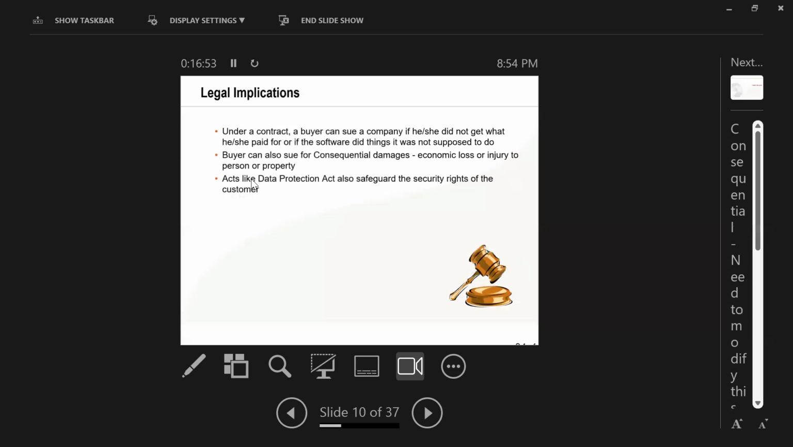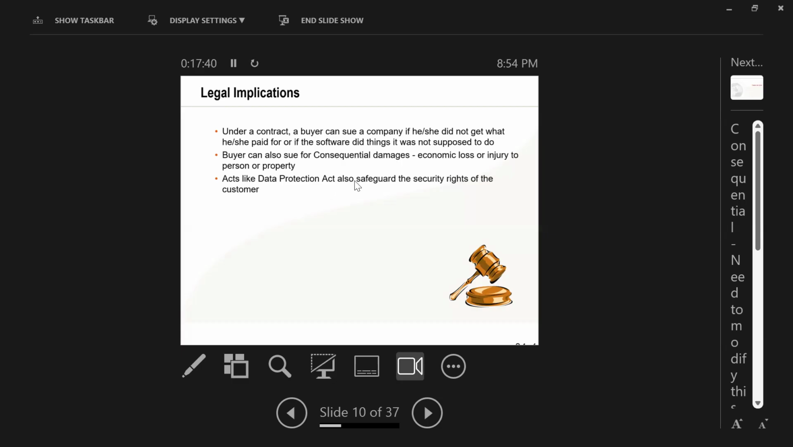Legal implications. Under a contract, a buyer can sue a company, right? If she did not get what she paid for in a software, if the software did things it was not supposed to do, that is illegal. If it is supposed to do so and so things and then did something else, those are legal implications. Those need to be verified. A buyer can also sue for consequential damages: economic loss or injury to person or property.